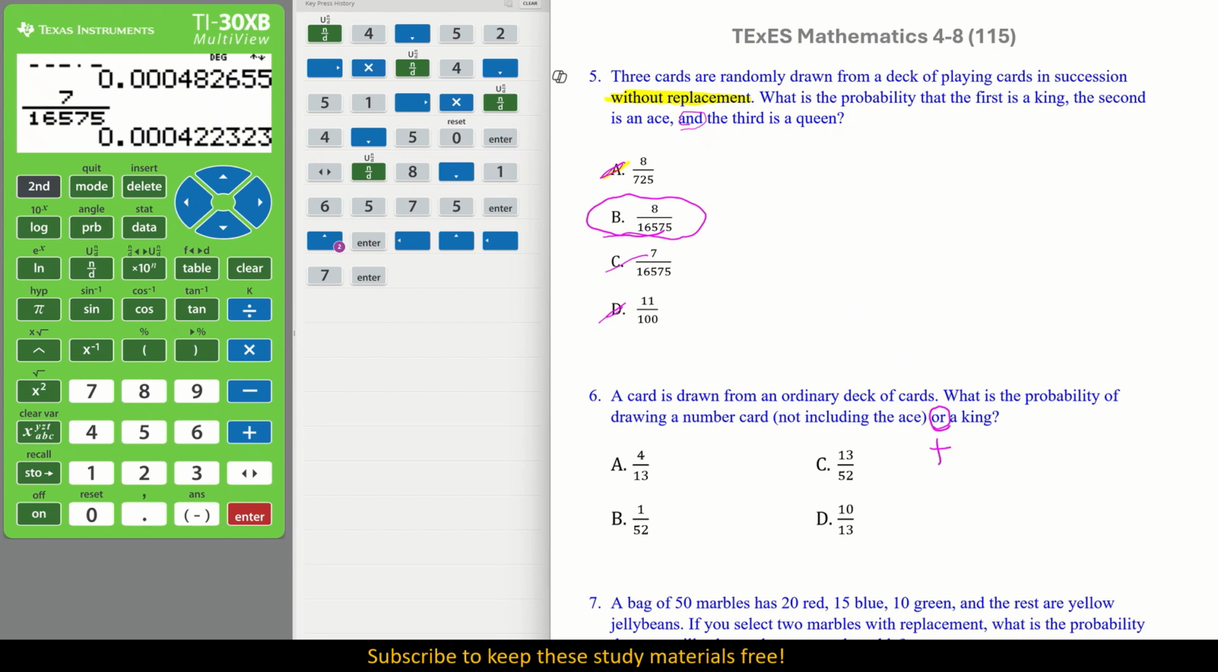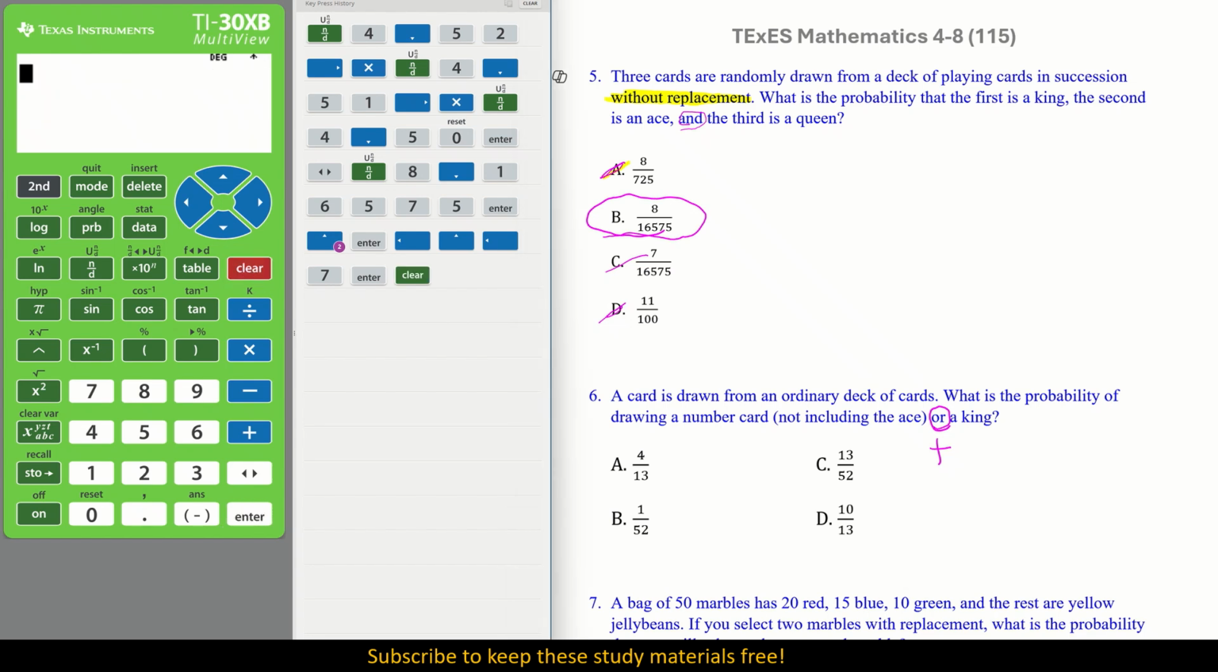Okay, so let me clear everything out. To begin, it says drawing a number card. Well, how many number cards are there in a deck? We can't use the ace. So that's from 2 to 10. Well, there are 9 of those in each suit. So there are 9 hearts, 9 diamonds, 9 clubs, and 9 spades. So that's times 4. Okay.